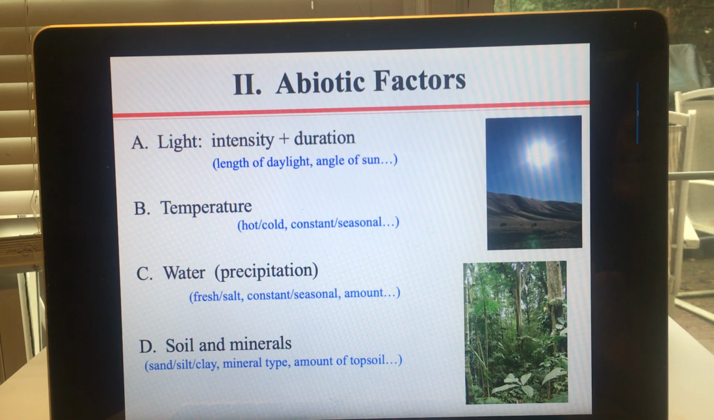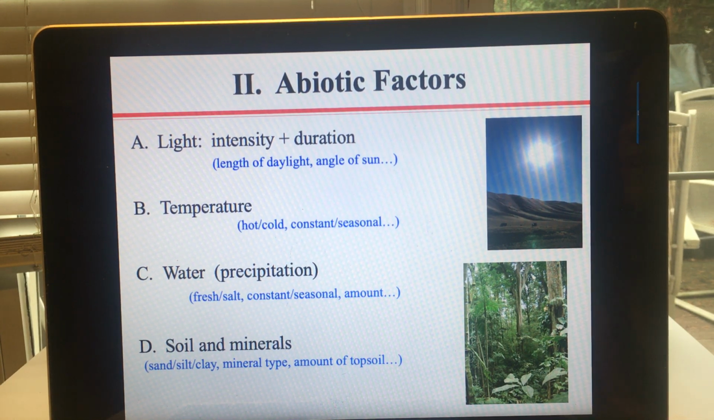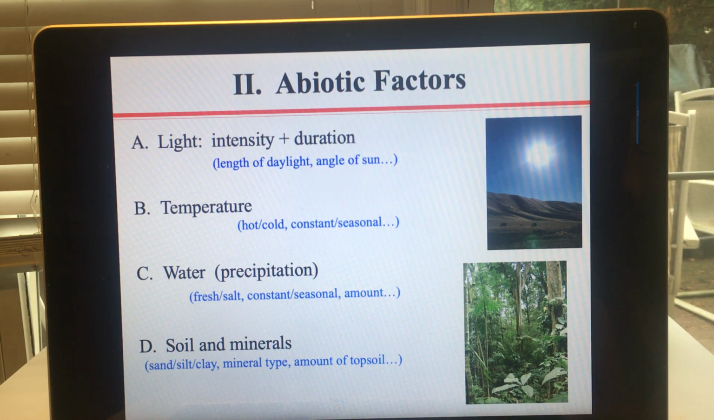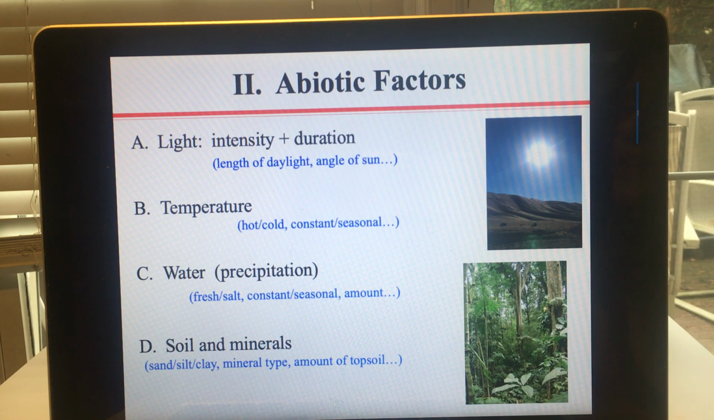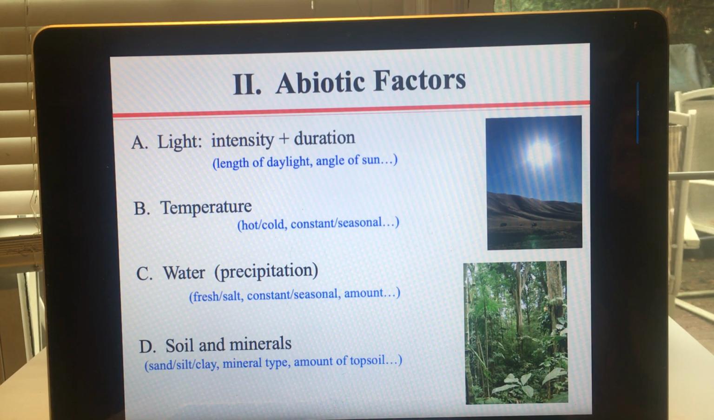This is not a complete list, but this is just a list of some common abiotic factors that would have a big impact on an organism and the ecosystem in general. So first would be light, and that includes the intensity of the light and the duration of the light. So the length of the daylight, so is it short days or long days, and also the intensity, including the angle of the sun. It might include temperature.